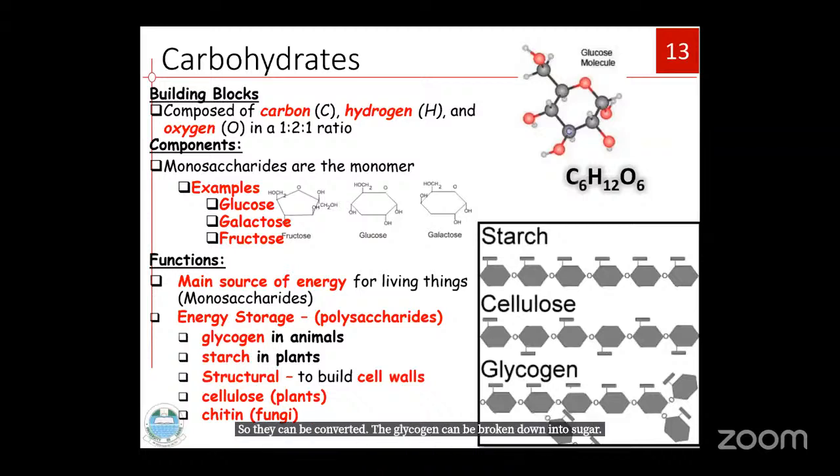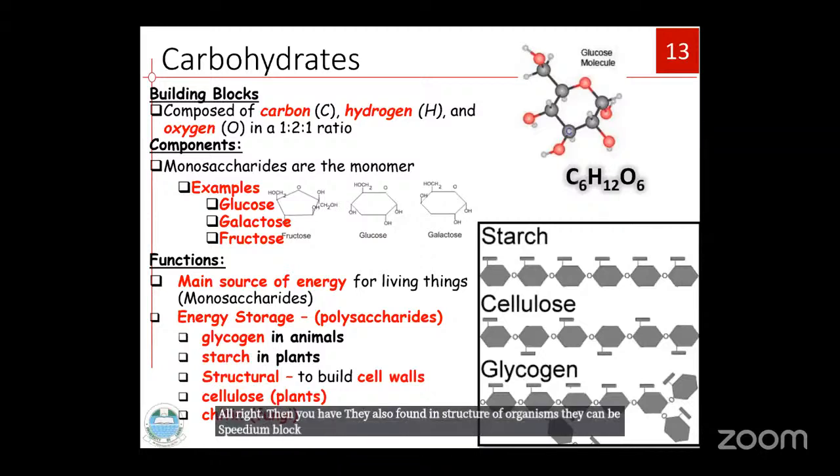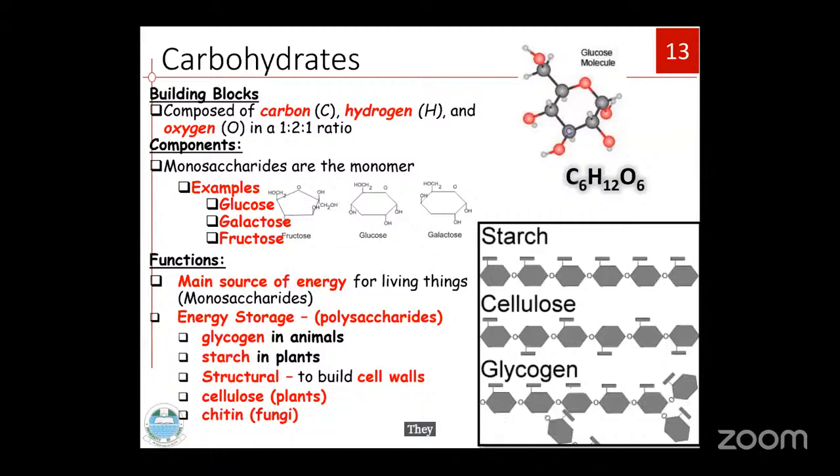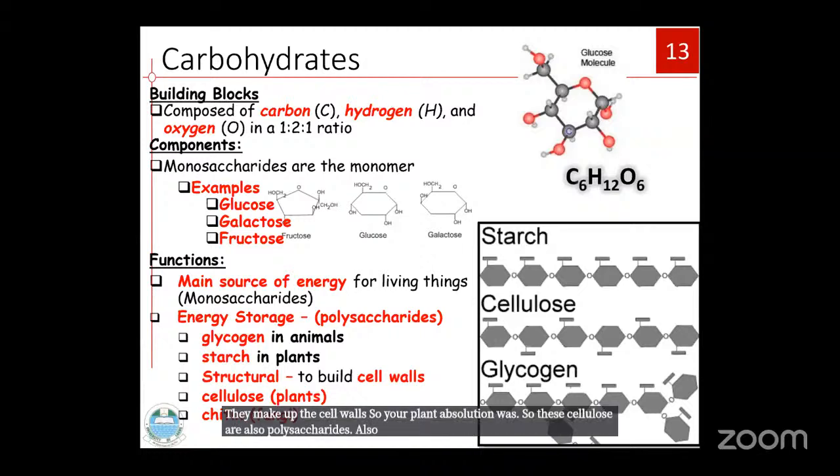Then they are also found in the structure of organisms. They can be building blocks in cellulose. They make up the cell walls. So plants have cellulose cell walls. So cellulose is also a polysaccharide. Also the chitin of fungi and the exoskeletons of insects, your arthropods, right?